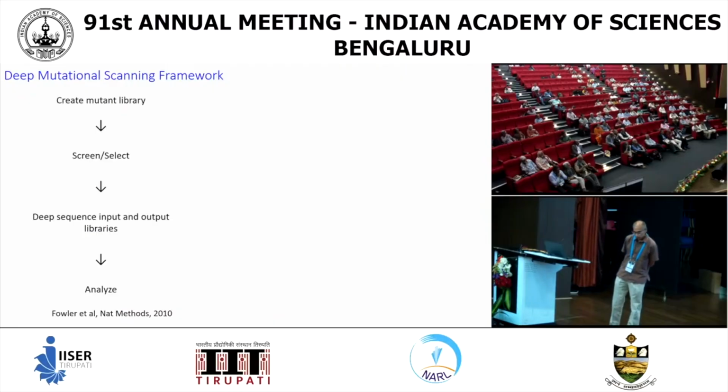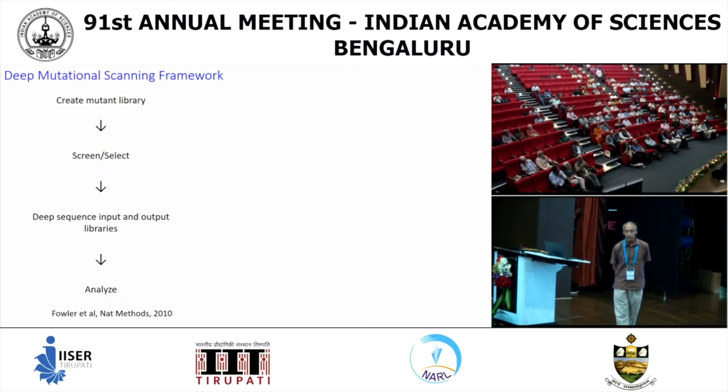Okay. So the tool that we help to develop and we use frequently in our work is something called deep mutational scanning. So the idea is that you have a protein of interest, and now you don't know which changes to make in the protein so that it becomes more stable.